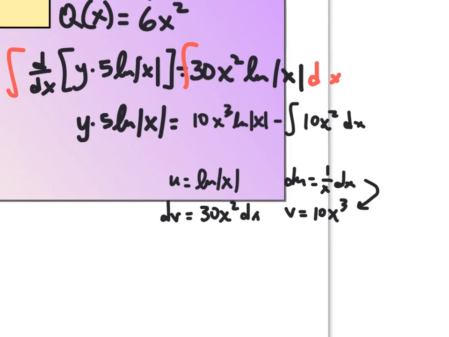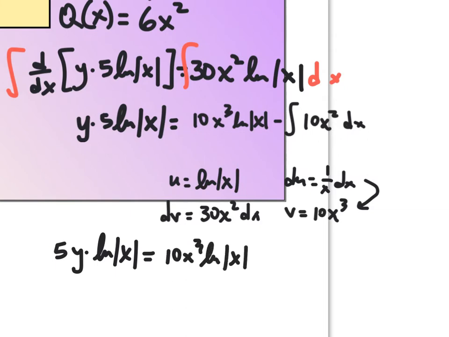Alright, so I'm going to move down here. I'll get 5y times natural log of x is equal to 10x cubed natural log of x minus, what would that be, 10 thirds x cubed plus c. Okay, let me check over my work real quick. Looks good to me.